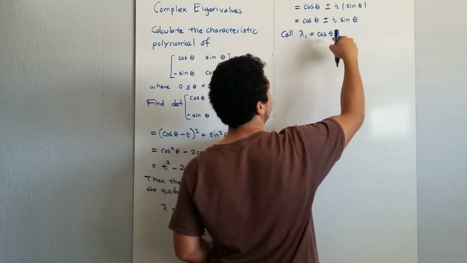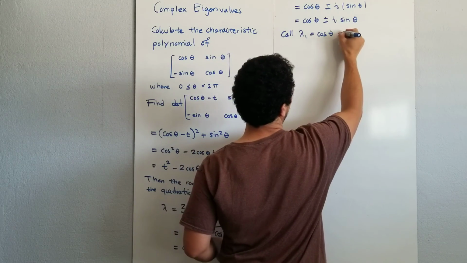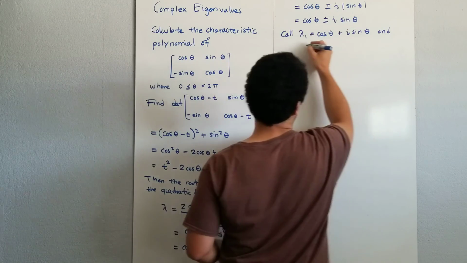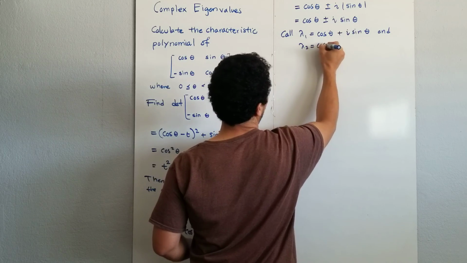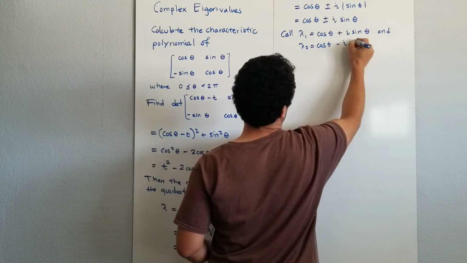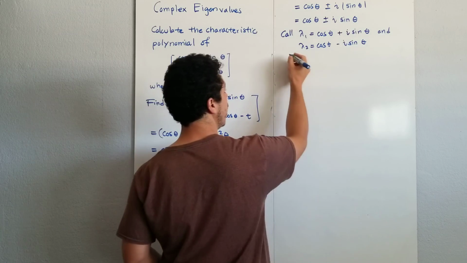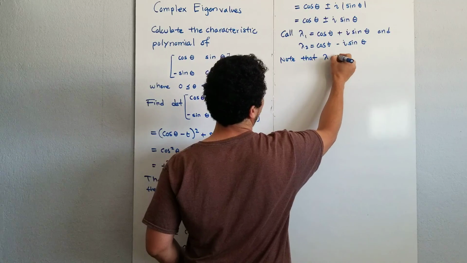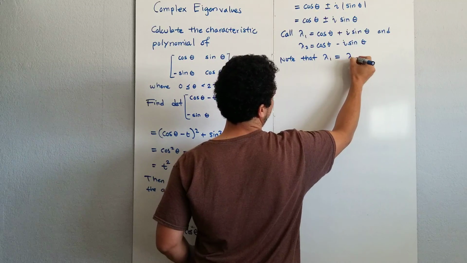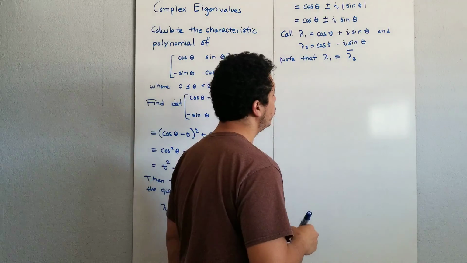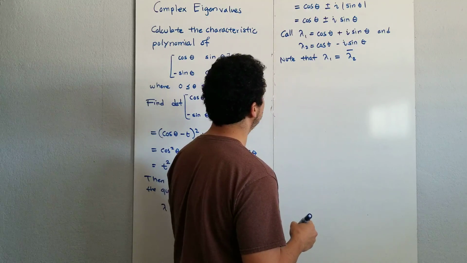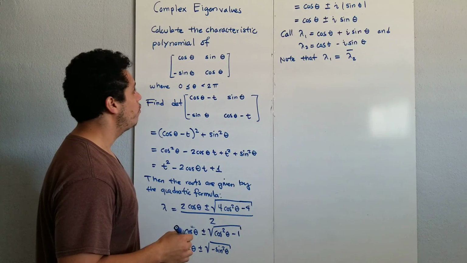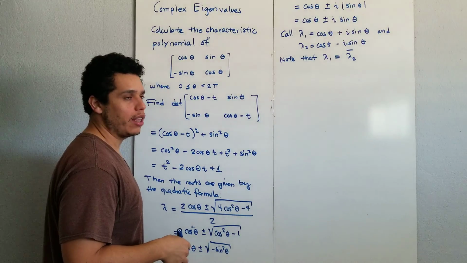I'm going to call lambda 1 cosine of theta plus i sine of theta, and lambda 2 to be cosine of theta minus i sine of theta. Well, in this case, we note that lambda 1 is the conjugate of lambda 2. And let's see how we can use this and find the associated eigenvectors.